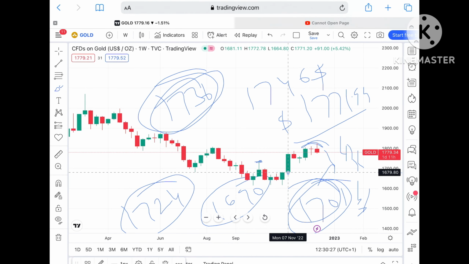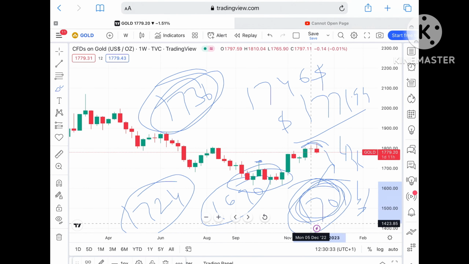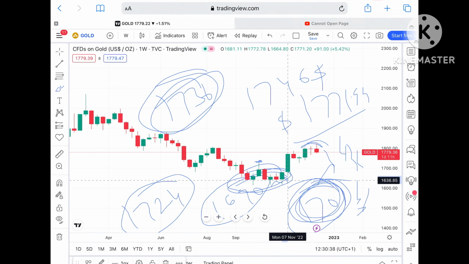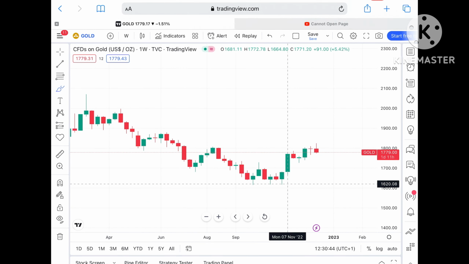Because once it starts moving in this particular zone, then chances of moving further down are on a higher side. So keep this in mind, once it falls below 1701, then chances of touching its low or going towards 1613 are on a higher side. Any doubt regarding this, you can mail me. I've given the mail IDs in the description.